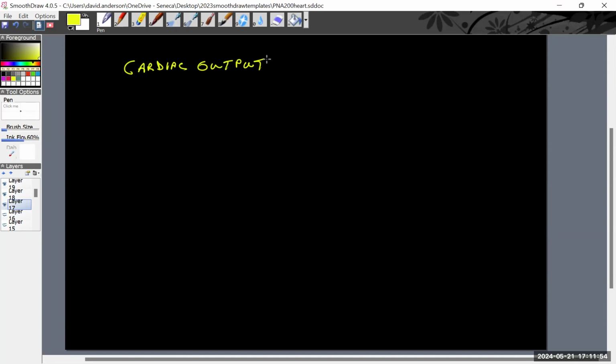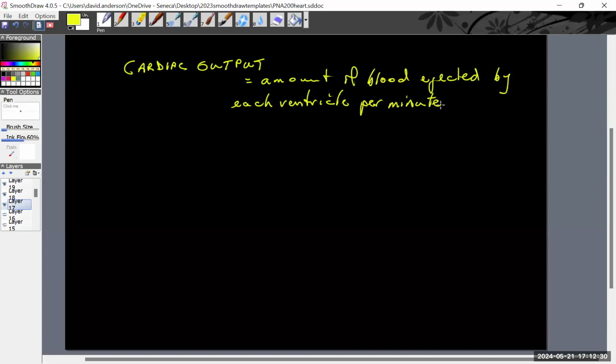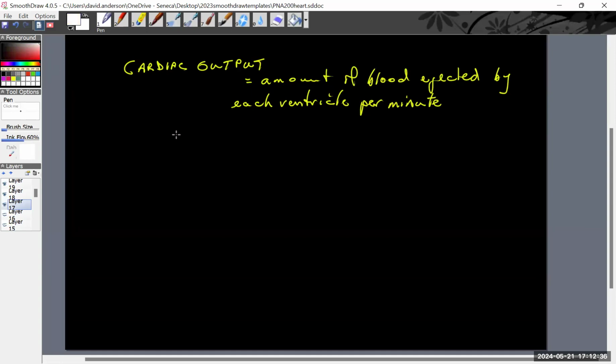So the good news is we can summarize cardiac output as being the amount of blood ejected by each ventricle per minute. So this is a measurable volume of blood that determines the health and effectiveness of the cardiac function.